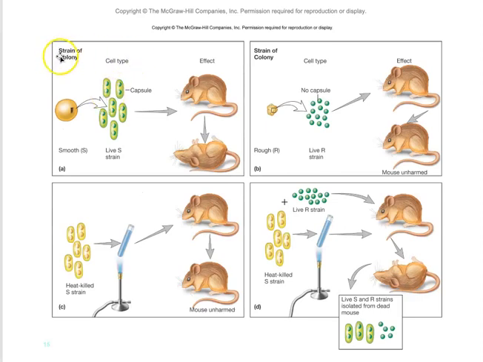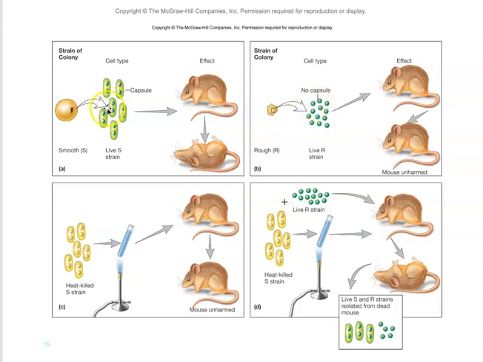And so here's our strain of a colony. A smooth strain is one that is a Streptococcus species with a capsule. So when you inject these into a mouse, the immune response is ineffective, and that results in death to the animal. Here, if you inject a rough version of these bacteria, again, these have no capsule, so they have all the rough contours of the cell surface.